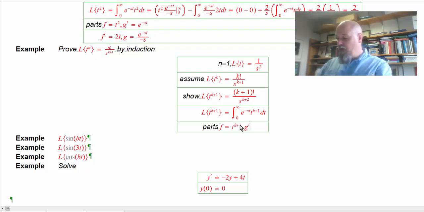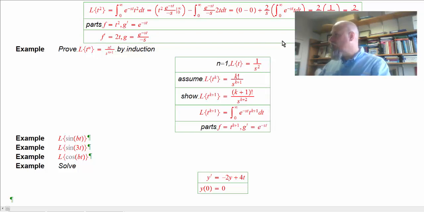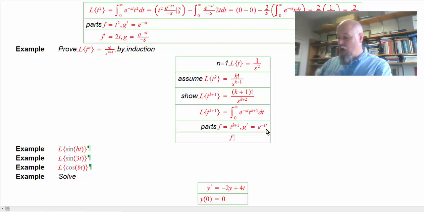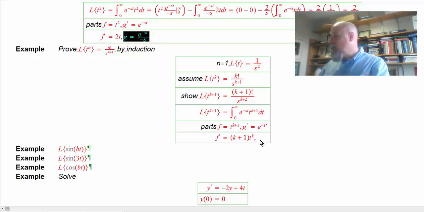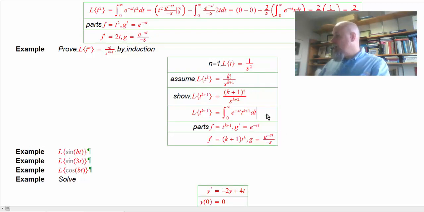And I need one part to integrate, and that's going to be the e to the minus st. This looks like what we did up here, because it is. So f prime is going to be equal to k plus 1 comes down, subtract 1 from the exponent, so that'll just be t to the k. Integrating, well, the integration is going to be the same, so I'm just going to copy and paste right here. So now this is going to equal f times g.